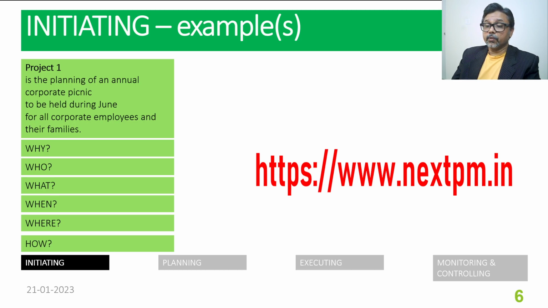So there should be a venue. Where? A local park has been identified as the location where this project can be held. It's a simple project, just for your understanding. And how? Coordinate family activities and food.